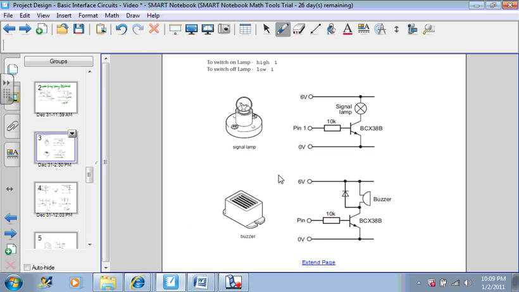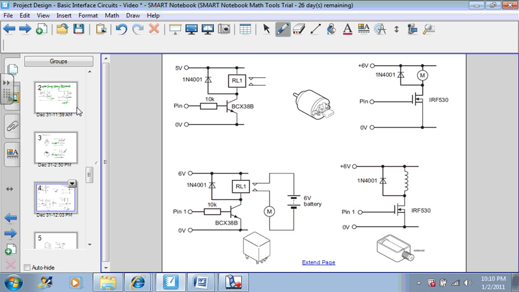So here is an example of using this transistor to operate a lamp and a buzzer. And this is what will connect from your microcontroller. Here is an example of using the same circuit to operate a relay. And here's an example of using a relay to operate even a higher current motor.